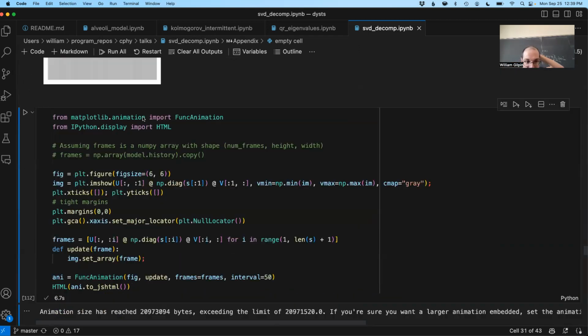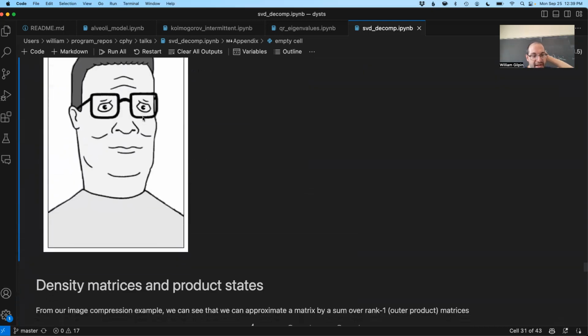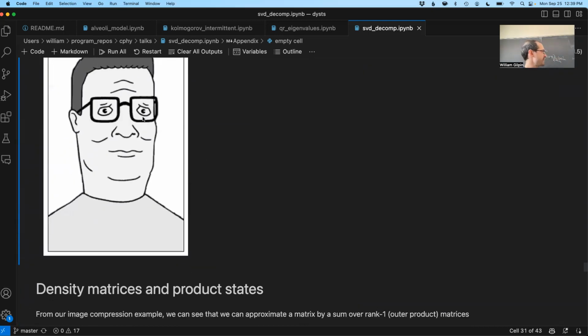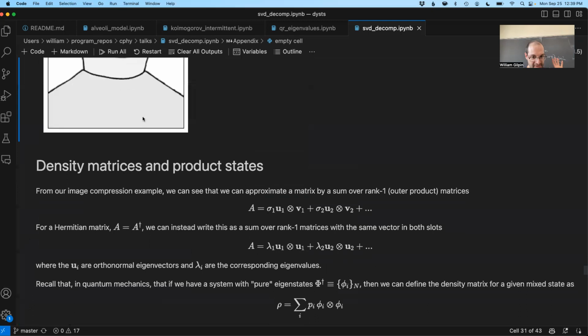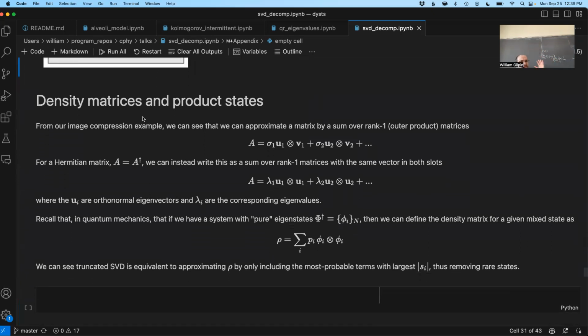Okay, so that's singular value decomposition. One thing that came up last year, and I think there are some people here who probably know more about this than I do, is this idea that I can take some matrix and write it as a sum over outer product states, right? So I have my matrix, this is one n by n matrix, that's another, and they're weighted by this sigma term. This is not unlike density matrices that sometimes pop up in QM.